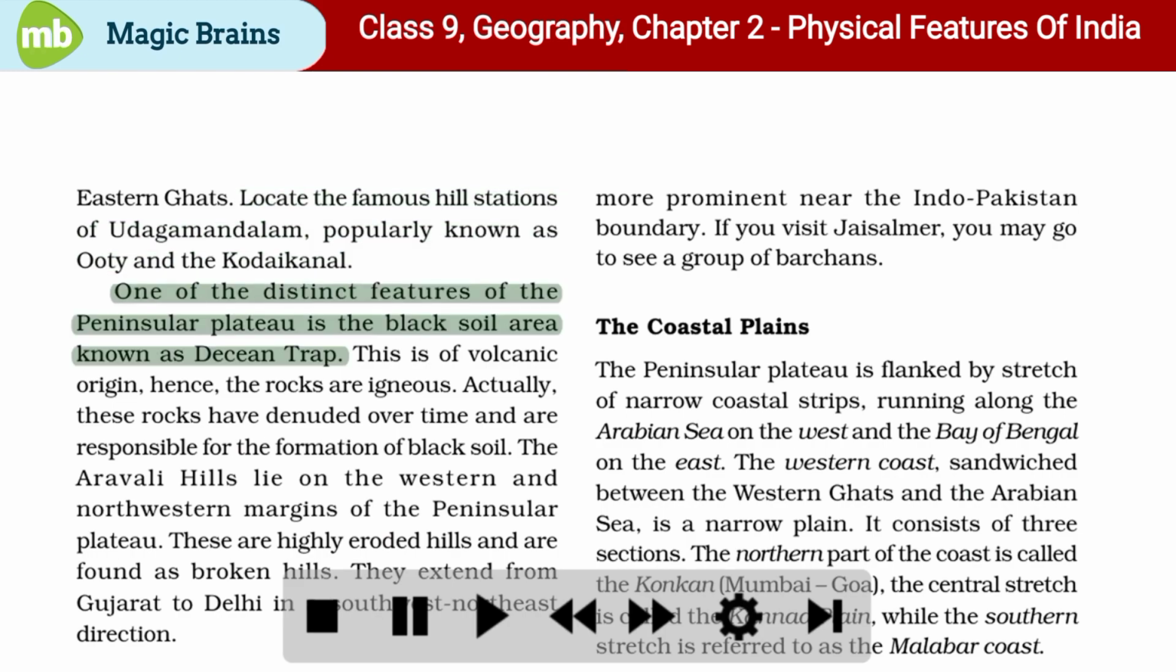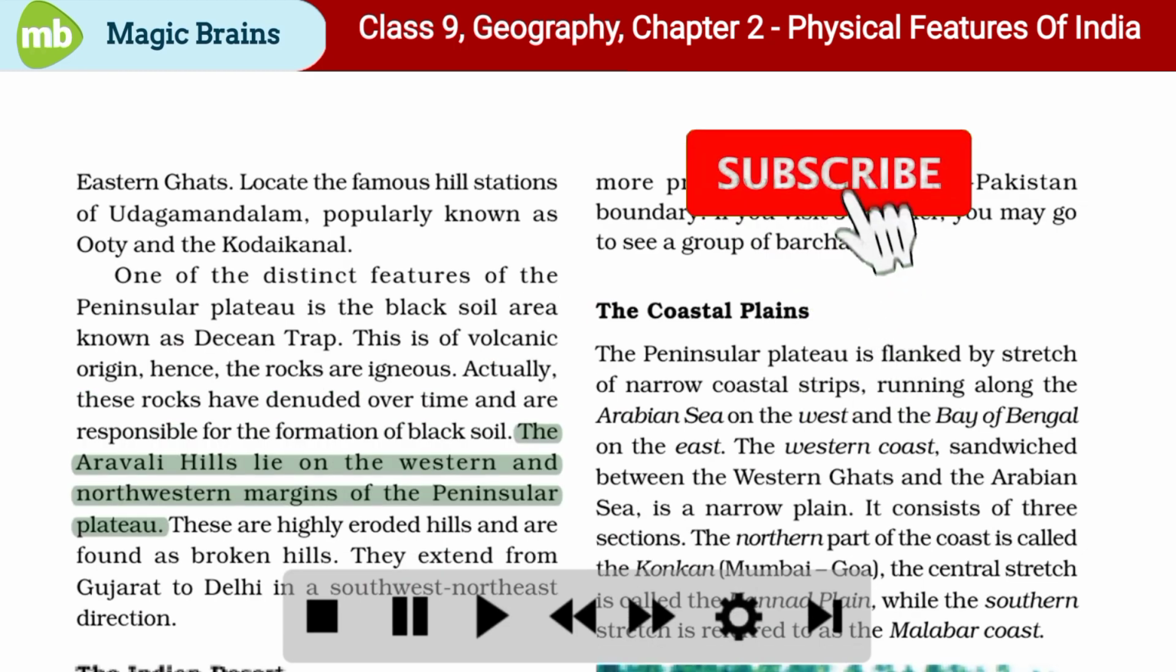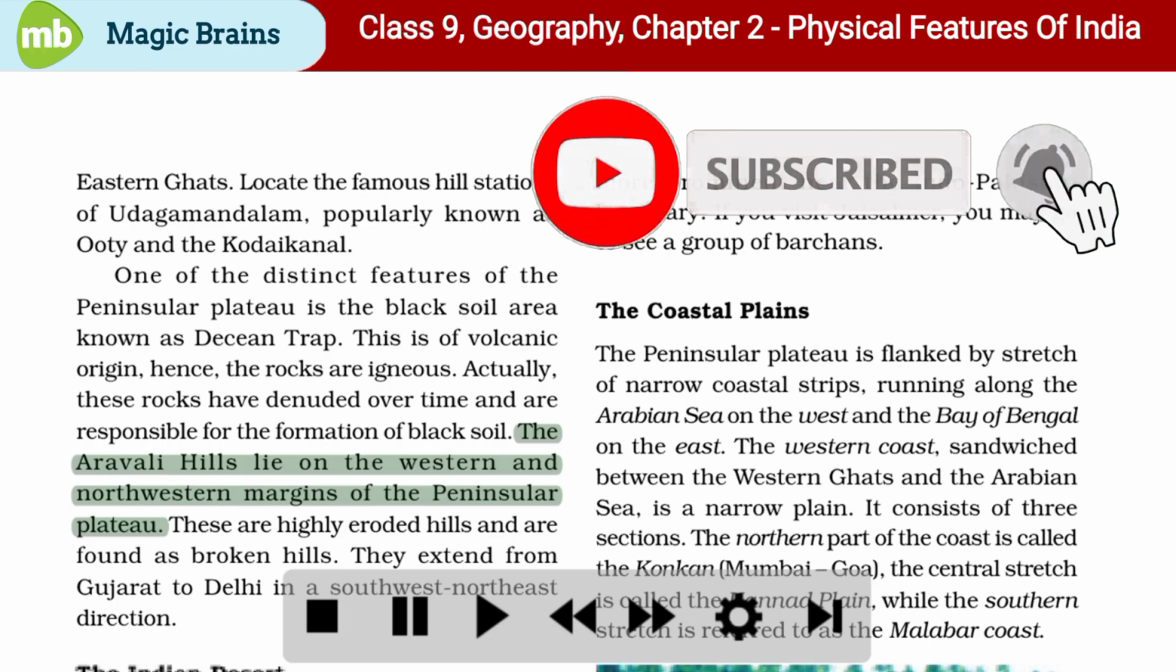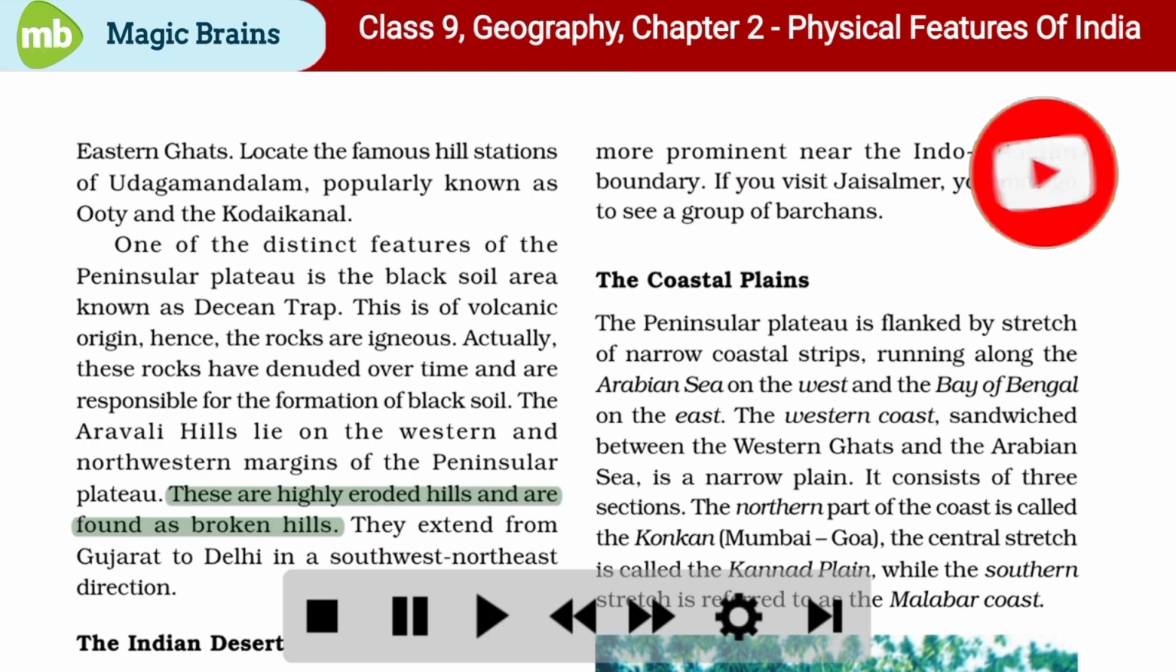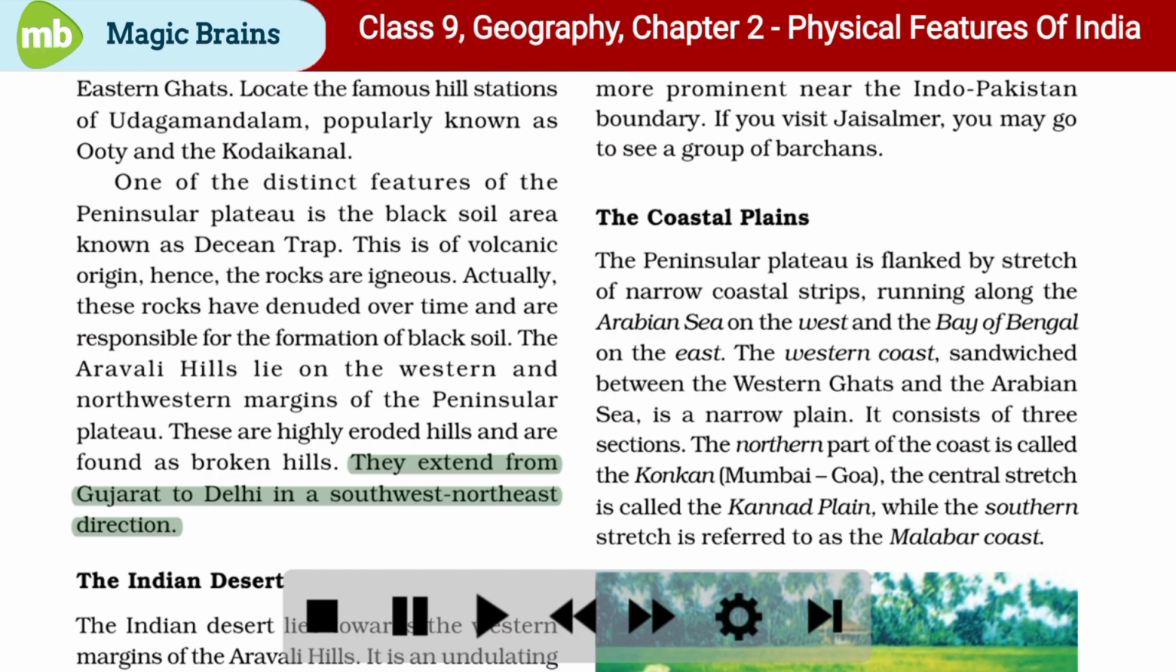One of the distinct features of the Peninsular Plateau is the black soil area known as Deccan Trap. This is of volcanic origin, hence the rocks are igneous. Actually, these rocks have denuded over time and are responsible for the formation of black soil. The Aravalli Hills lie on the western and northwestern margins of the Peninsular Plateau. These are highly eroded hills and are found as broken hills. They extend from Gujarat to Delhi in a southwest-northeast direction.